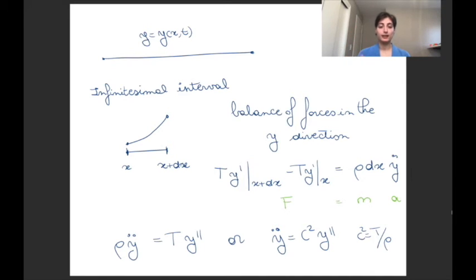If I divide this by dx, what I have is that rho y double dot equals T y second. Or by shifting the constants all on one side, we have a relationship between the second derivative in time and the second derivative in space. And there is a coefficient in between that we call c squared, that is the tension divided by the density.